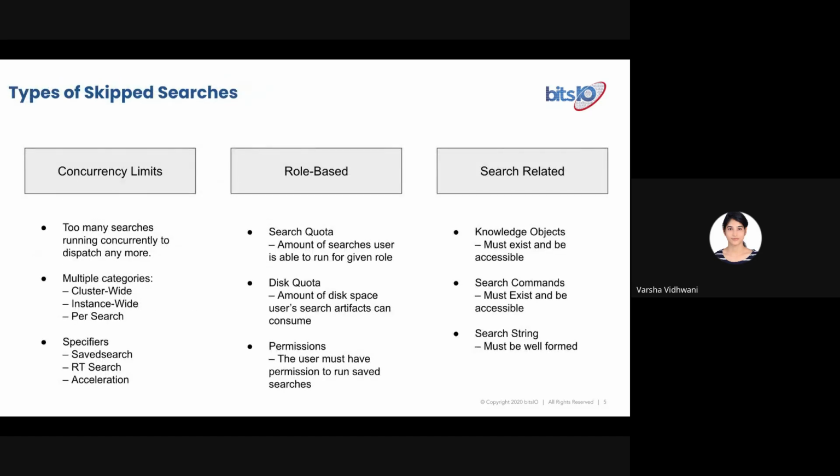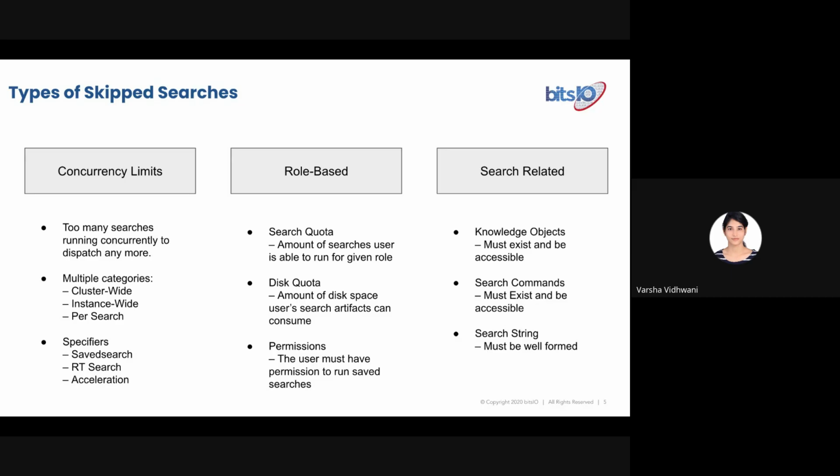Next is the type of the skipped searches. We have the first group, concurrency limits. This basically means Splunk is already handling more searches than it can at that moment. When too many searches are running at the same time, Splunk won't start new ones. It will just skip them. We have different factors affecting those, and we will discuss that in the later slides. But based on the concurrency limits, if too many searches are running, then it will just skip the new ones.